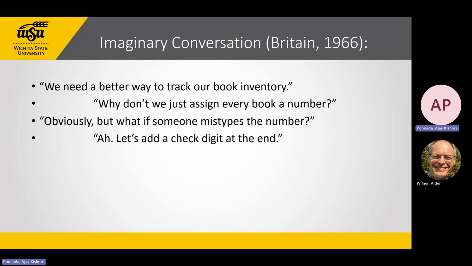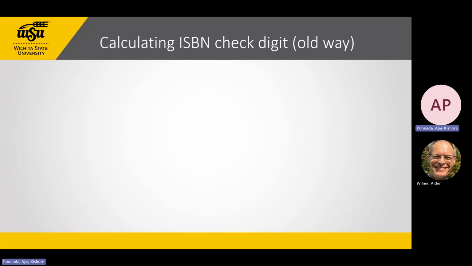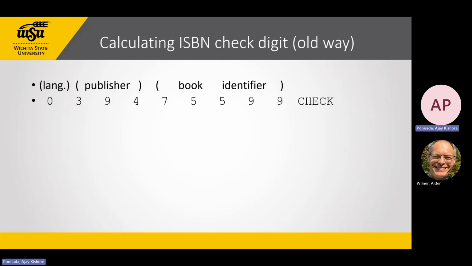Let's add a check digit at the end. So we'll add a check digit at the very end of the entire number to see if the number was typed correctly. Okay, how does that work? Like this. So, calculating ISBN check digits the old way.